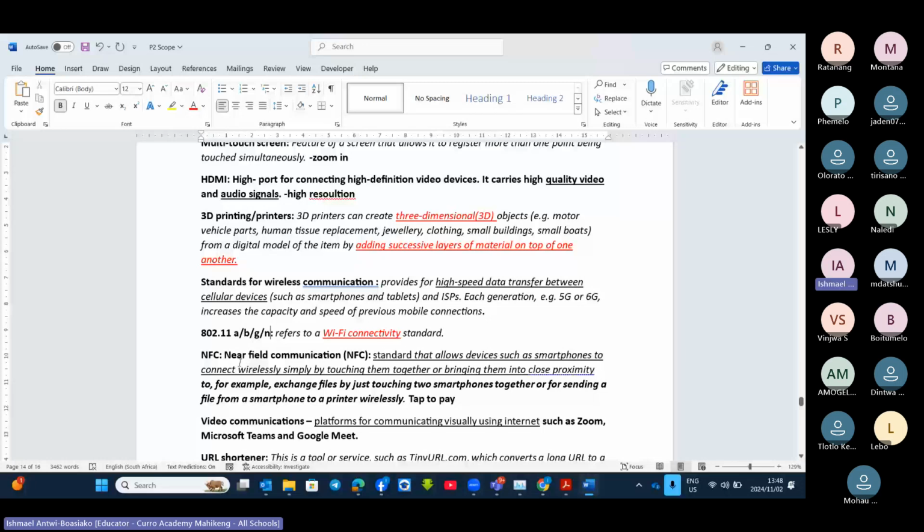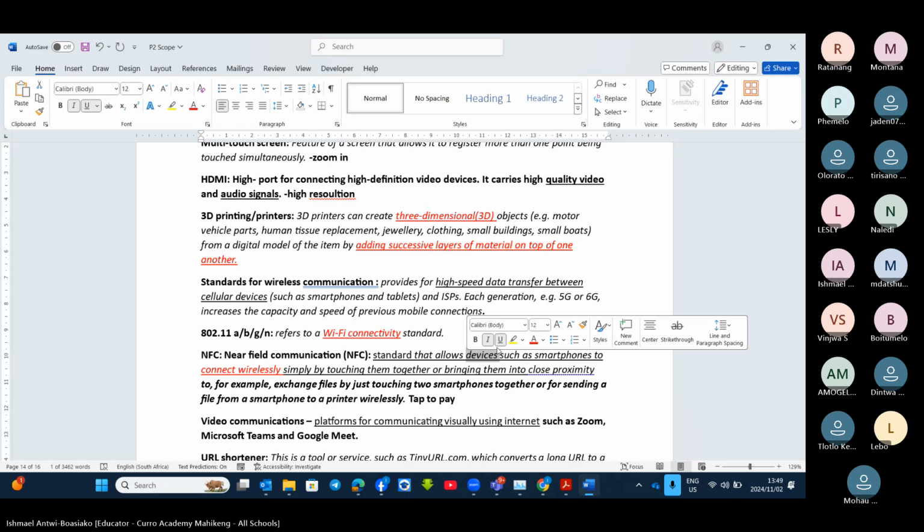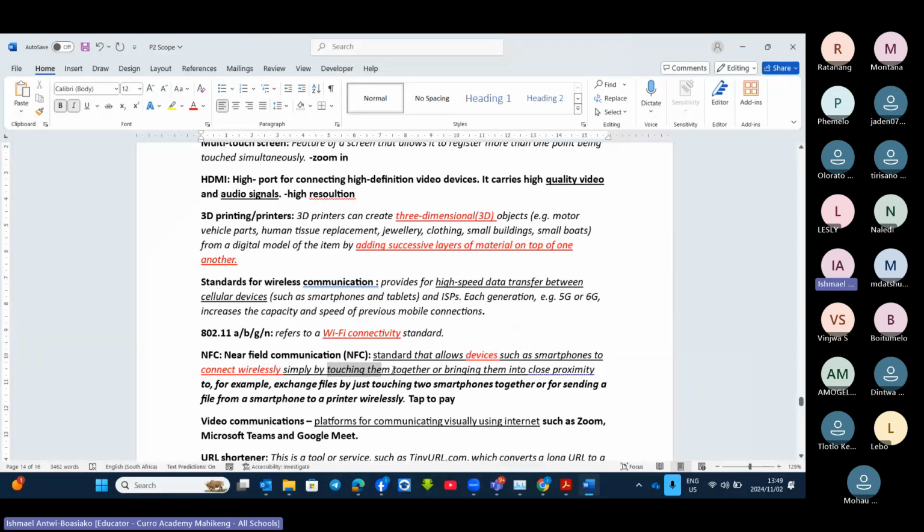And then we also have the NFC, near field communication. This near field communication allows devices to connect wirelessly. So the keywords here: devices connected wirelessly. How do they connect wirelessly? By touching them together. So even these three keywords that are in red font, you get a full mark. So the devices connecting wirelessly by touching them together.